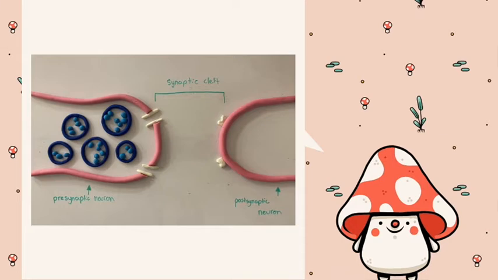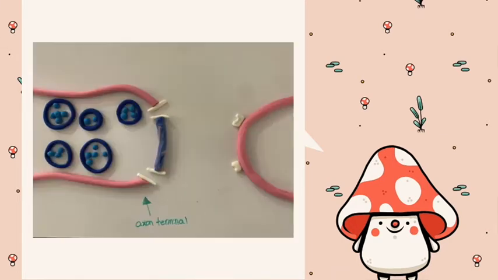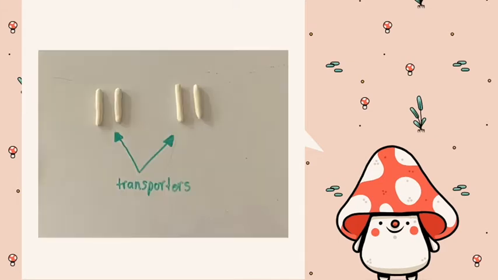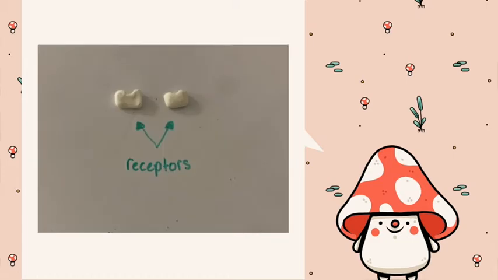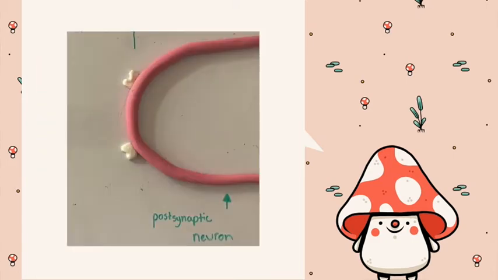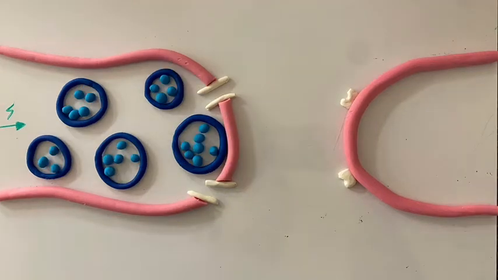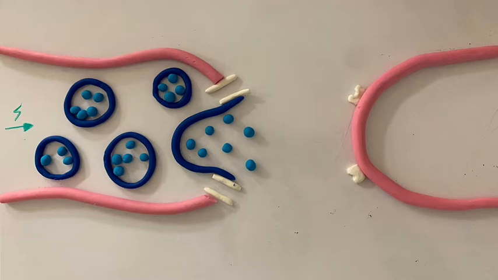The synapse consists of the presynaptic neuron, axon terminal, neurotransmitters, vesicles, transporters, synaptic cleft, receptors, dendrites, and the postsynaptic neuron. The normal synaptic process starts at the presynaptic neuron, which receives an electrical signal, prompting one of the vesicles filled with neurotransmitters inside the neuron to move towards the membrane of the axon terminal, fusing with the surface. The neurotransmitters inside the vesicles are then released into the synaptic cleft.